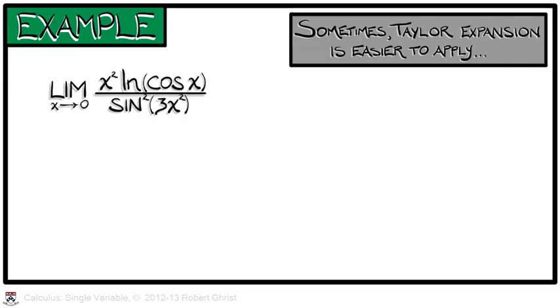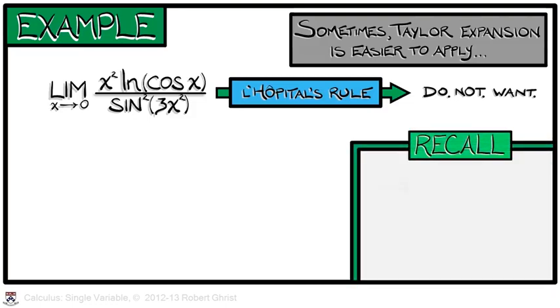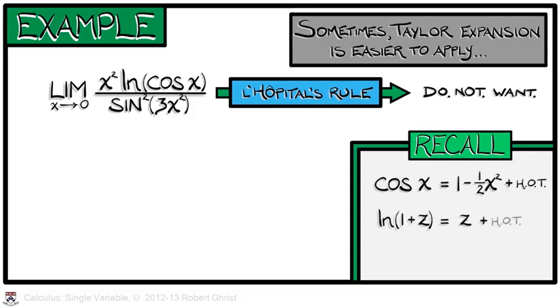The limit as x goes to 0 of x squared log of cosine of x over sine squared of 3x squared. Whew, I do not want to try to compute the derivative of that. It's possible, but not profitable. However, I recall the Taylor expansions for cosine of x, for log of 1 plus something, and for sine of something. These are all very simple.